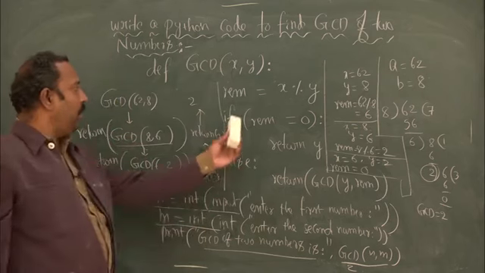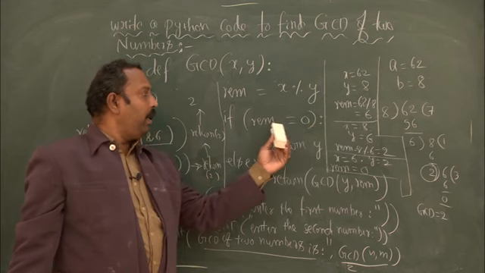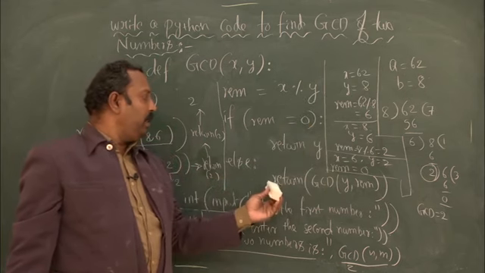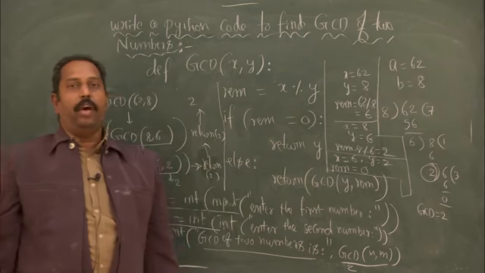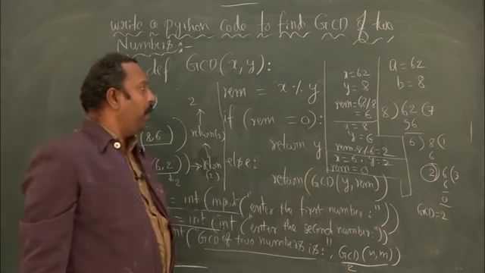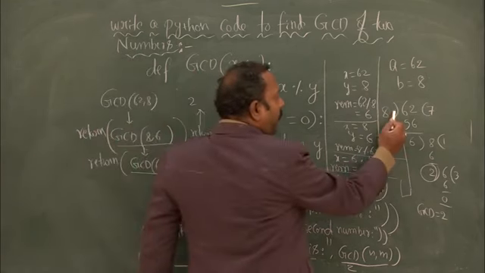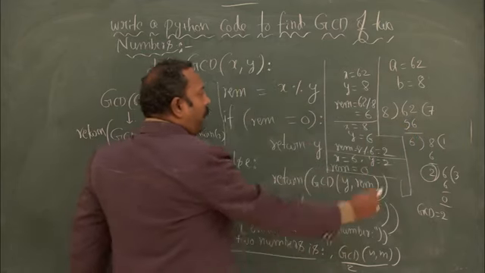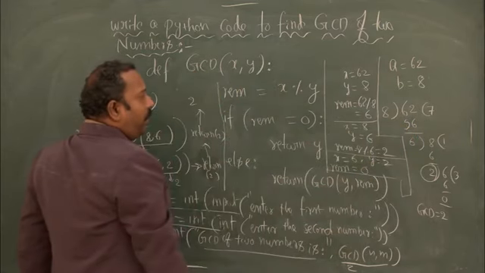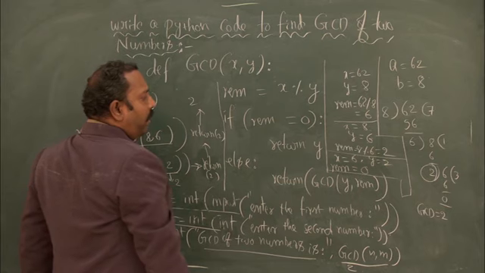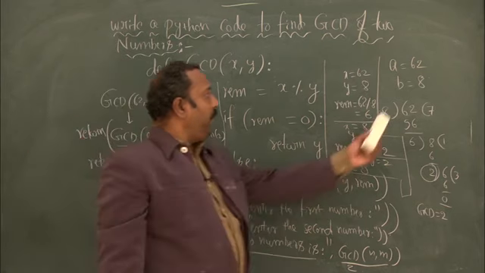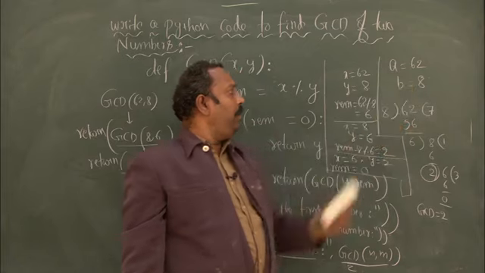So this is the logic. Remainder we have to calculate. If remainder equal to 0, return y. Otherwise, again we have to call GCD of y comma remainder. Because here you see, first we are dividing 62 with 8. Whatever remainder value we got, that will become the y here. That will become a equal to 62 and b equal to 8.